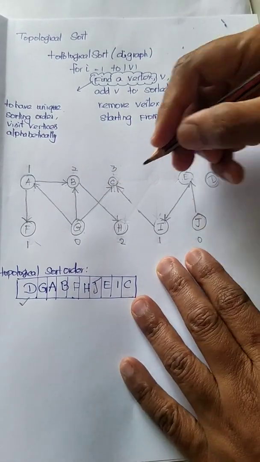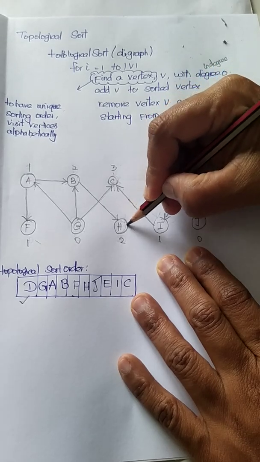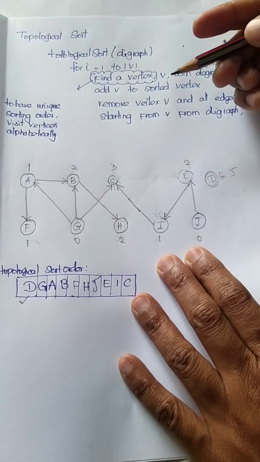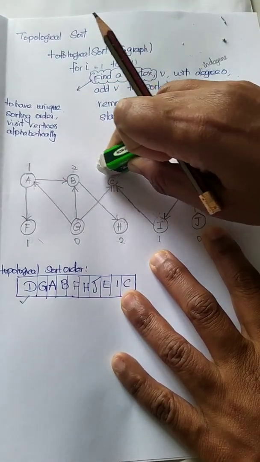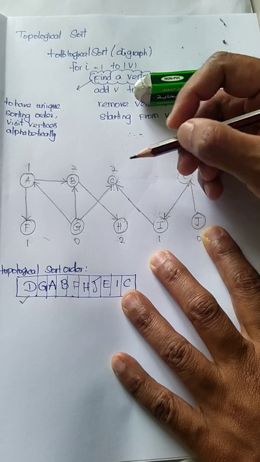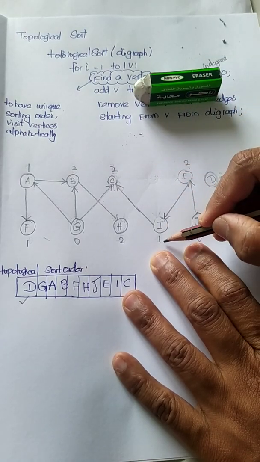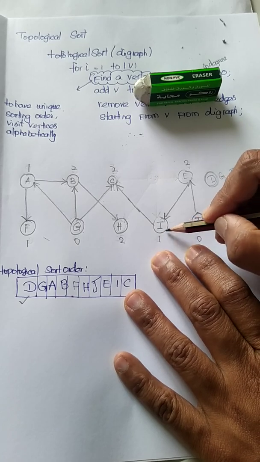So, I removed all the edges of D, also the D. Now, what will be the in degree of C? It's no more 3, it's now 2, because I removed 1. How about I? Previously it was 2, now it is 1.